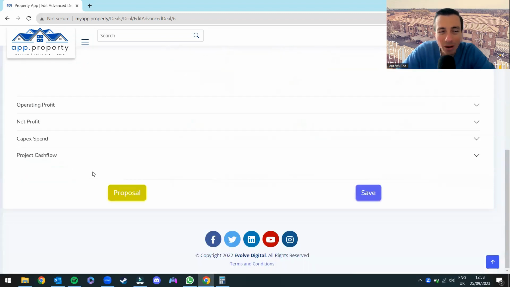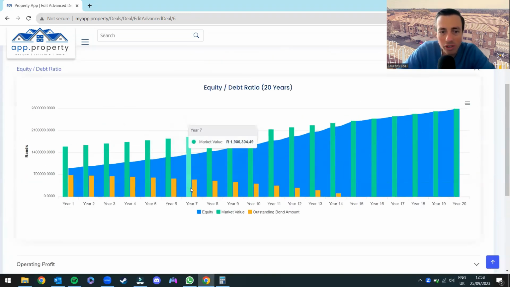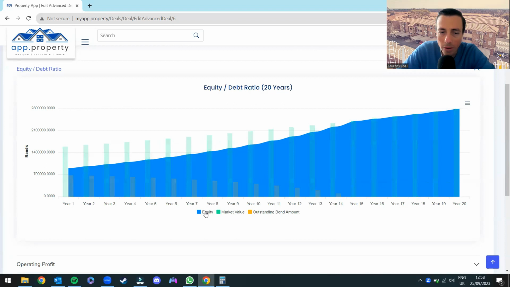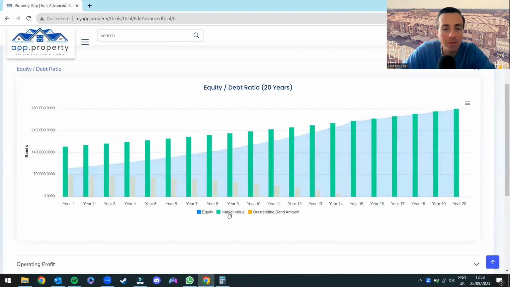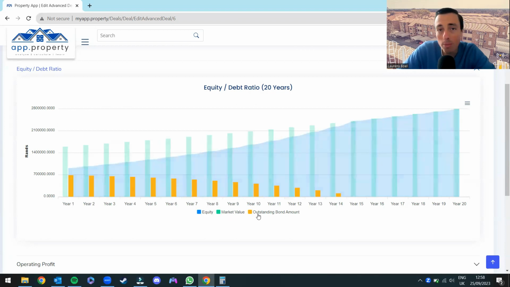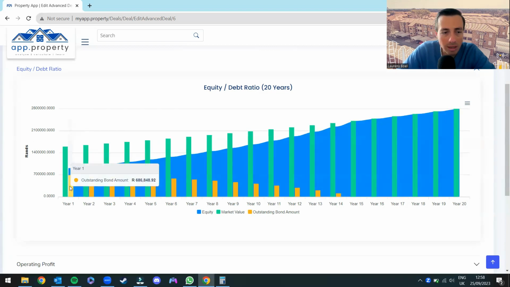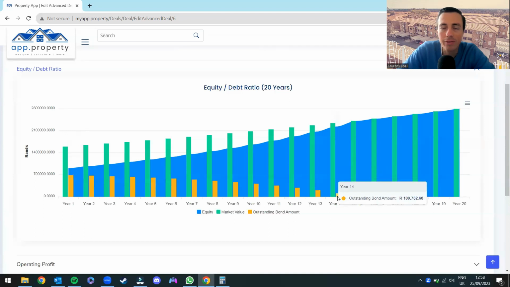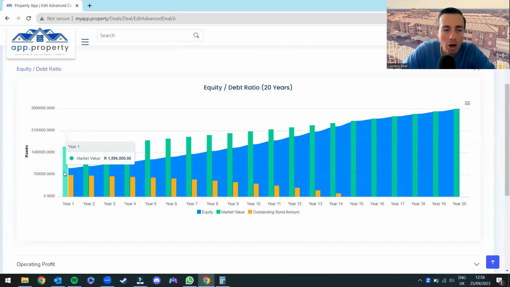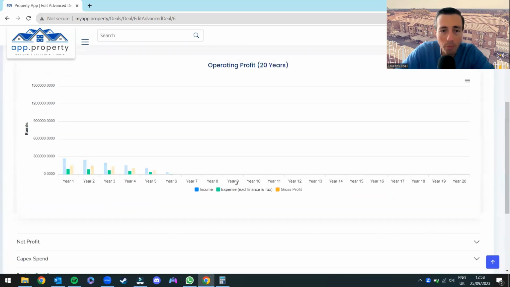The next tab is the equity and debt ratio. So this is showing you three things. It's showing you your equity, which is in the blue, your market value, which is in green, and your outstanding bond. Remember, we've got a 15-year term, so you can see that the bond starts at 686, and then slowly over time, by the time we hit year 15, that has been paid off. Your market value is appreciating based on the escalation percentage you put in the previous tab. So it's showing you the growth, and then the equity is the difference between your market value and your outstanding bond.